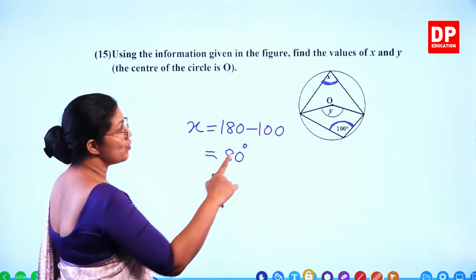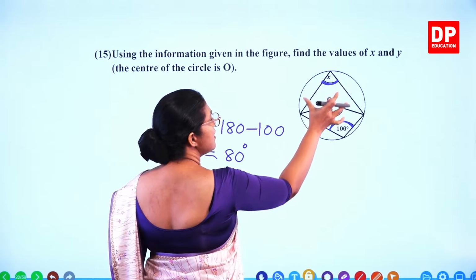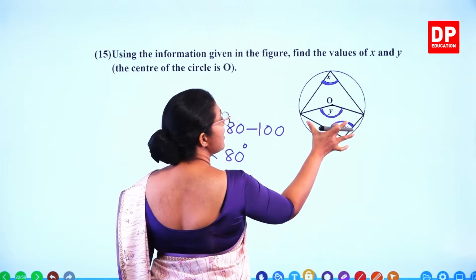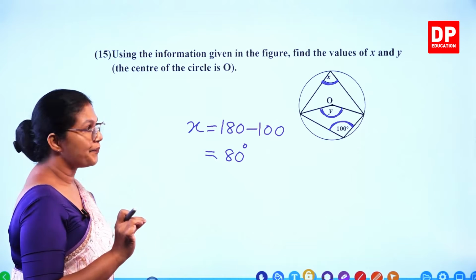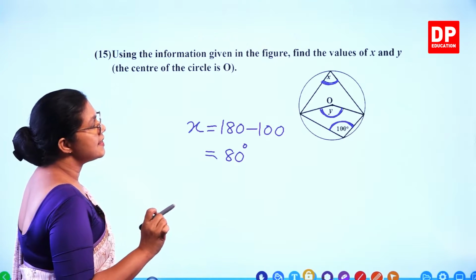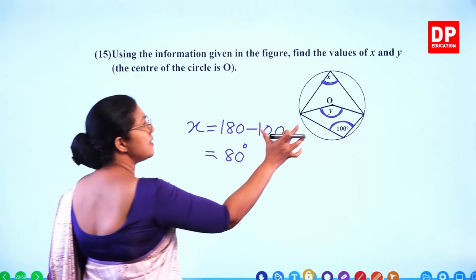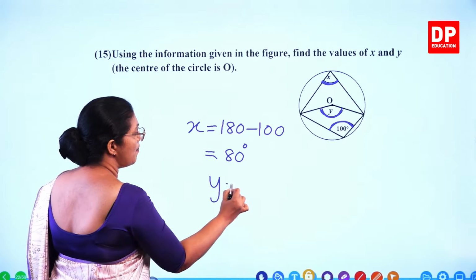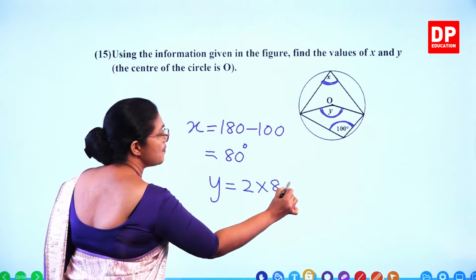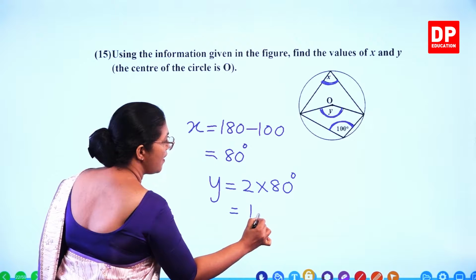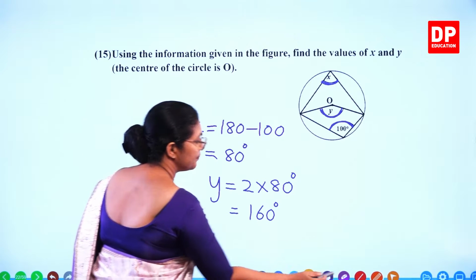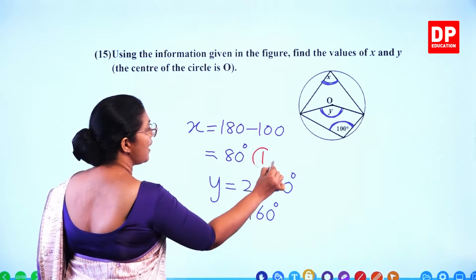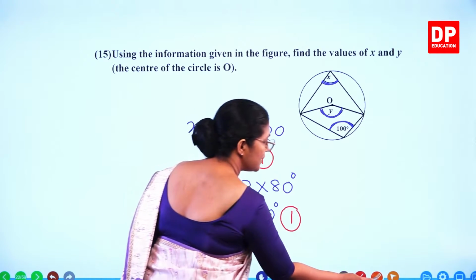Then how do you find y? This is the angle subtended on the circumference. And what is this angle? Angle subtended at the center. So, angle subtended at the center is double the angle subtended on the circumference. So, what is y? Double of x. So, 2 times 80, that means 160. So, you get 2 marks, 1 mark for finding x and 1 mark for finding y value.